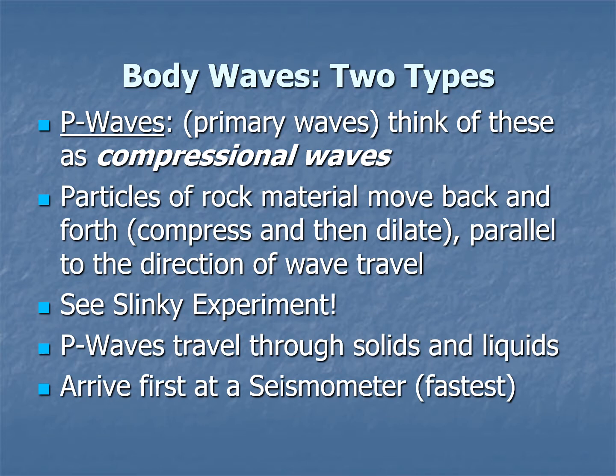Okay, so our first type of body wave is a P wave. We think of them as compressional waves, and what that means is that the rock material is going to squeeze together and pull apart, compress and dilate, parallel to the direction of wave travel. So we did model this in class with a slinky, and there's going to be a static drawing of a slinky to show this. All you really need to know about the P waves is they're one type of body wave, and they travel through solids and liquids. And they happen to be the fastest, by the way. They arrive first at the seismometer.